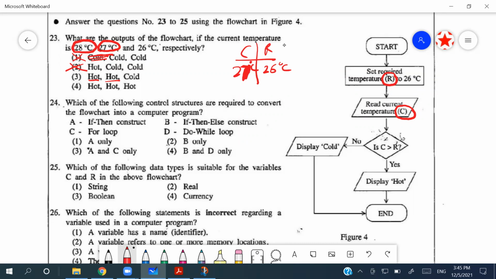26. So R is 26. And read current temperature C, that is 26 as well, since 26 is the third input. So the question, C larger than R, C means 26. R is 26 as well, so C is not larger than R. So it goes on the no part. So it displays cold. That means this. So the third answer is going to be the correct answer. People, is that clear?